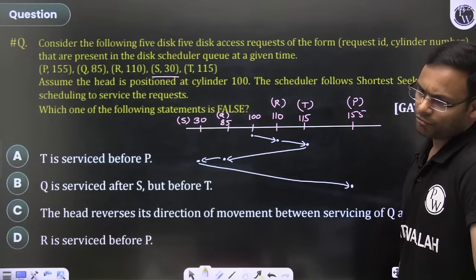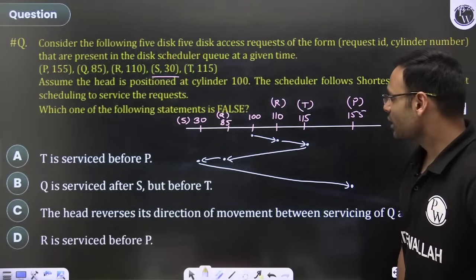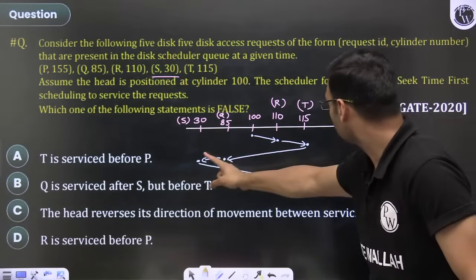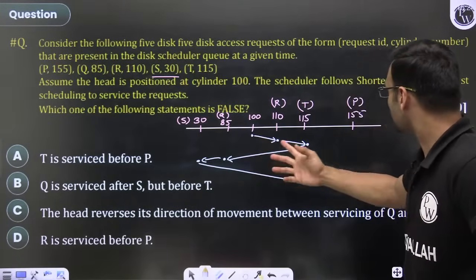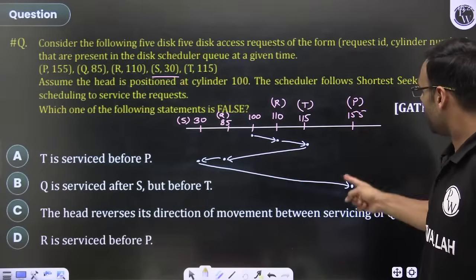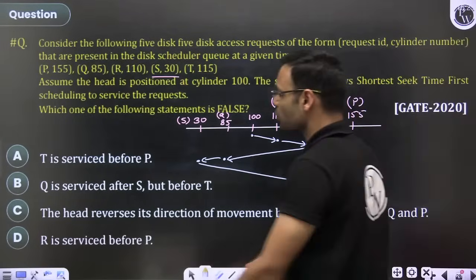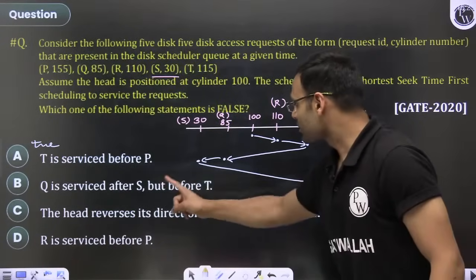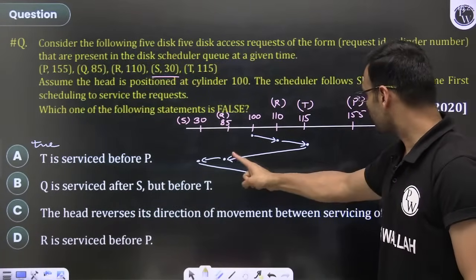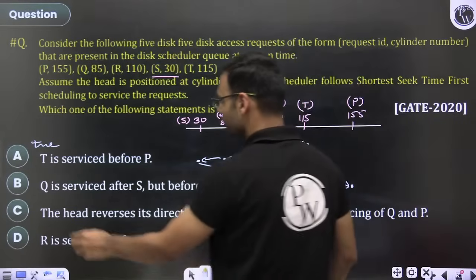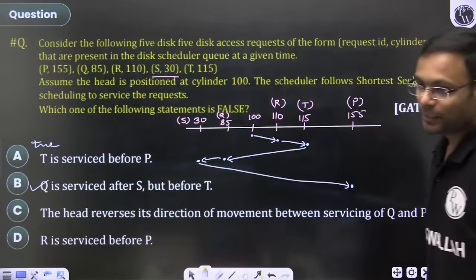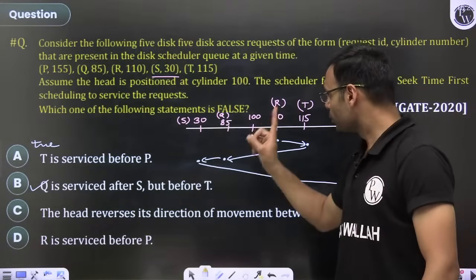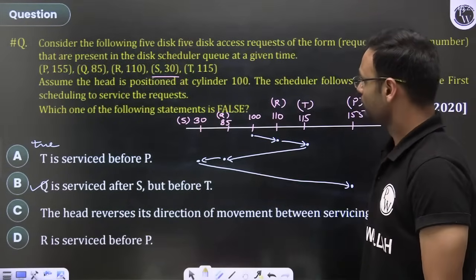This is the way we are servicing. T is serviced before P. Yes, of course T is serviced before P. This is a true statement. Q is serviced after S. False, it is a false statement. Option B is a false statement. Q is serviced after S? No, Q is serviced before S.